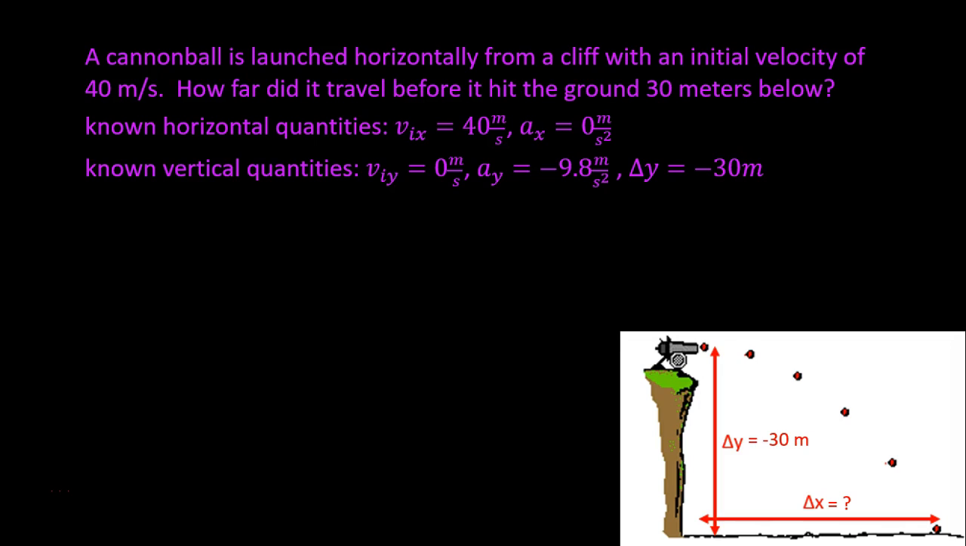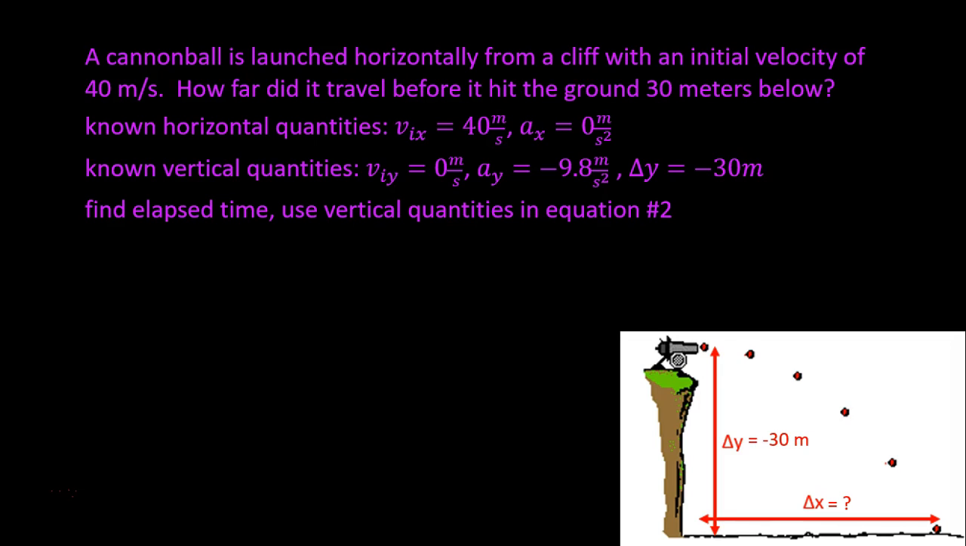Now we want to list our vertical quantities. We know since it was launched horizontally, the initial vertical velocity is 0. Because gravity is the only force acting on the projectile, we know acceleration is negative 9.8 meters per second squared. And the problem told us that the displacement was 30 meters in the negative direction.